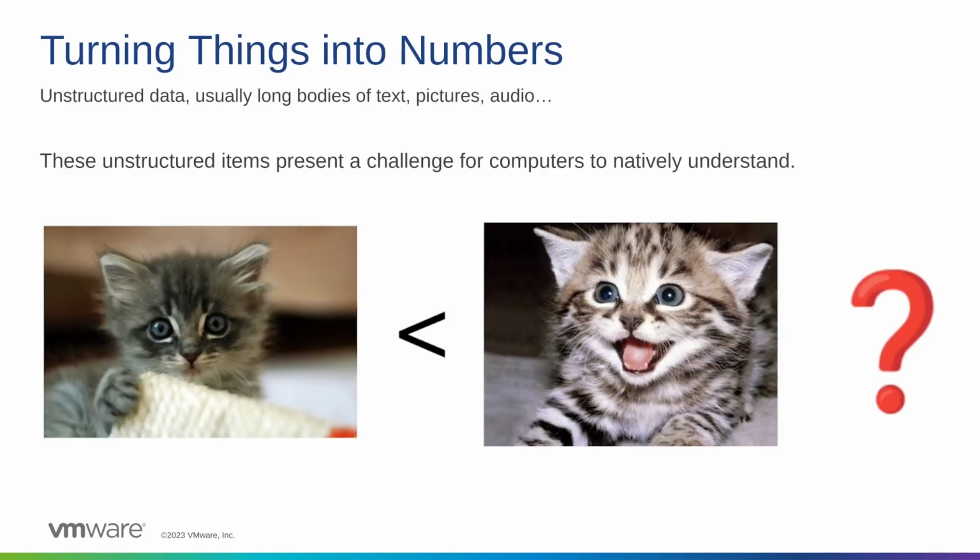But what do you do with something like pictures, right? How do you actually do comparisons? You can say, is this picture equal to this picture? But it's hard for the computer to know what else to do with that picture besides equals, because you have to turn it into some sort of meaningful numbers. And that's where vectors come in.